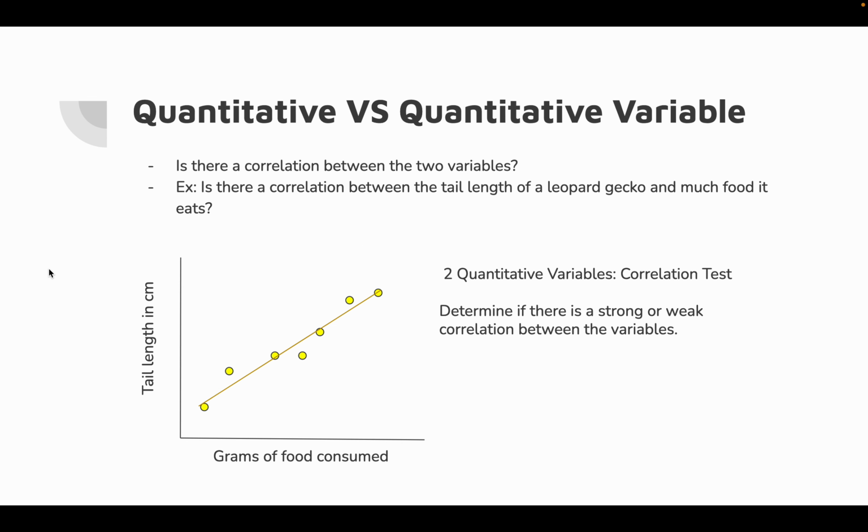Then if we have two quantitative variables, we do a correlation test where we see if there's a correlation between the two variables. In this example shown here, we are checking if there's a correlation between the tail length of a leopard gecko and how much food it eats.